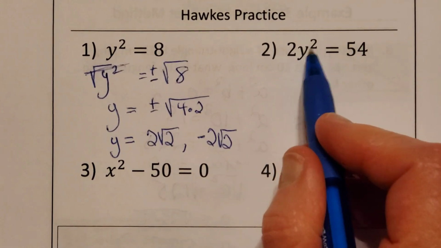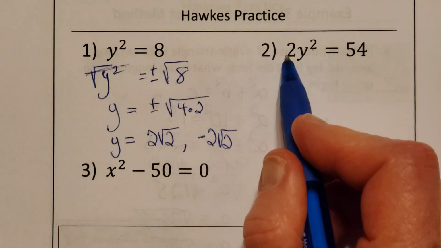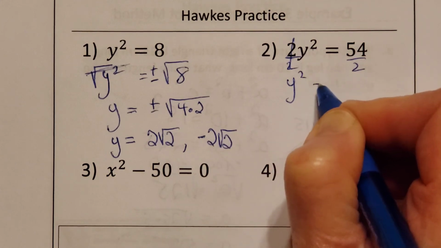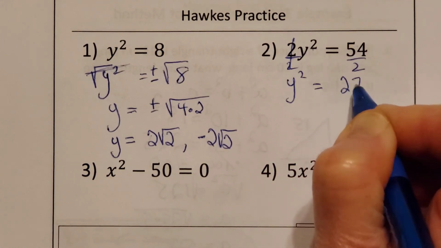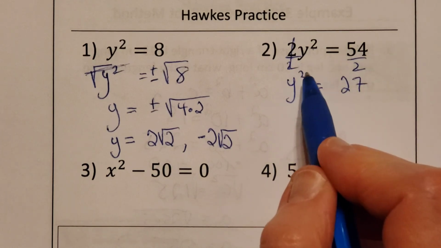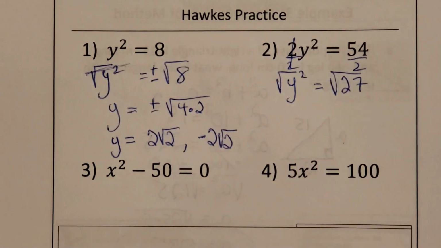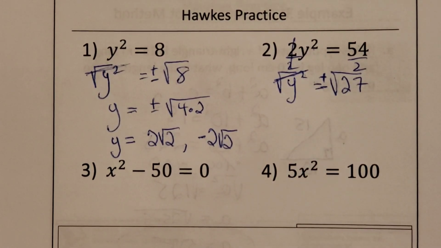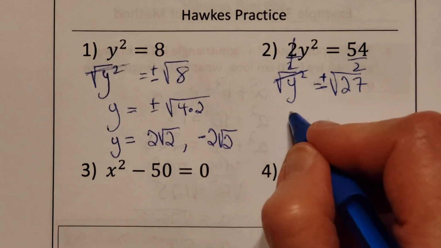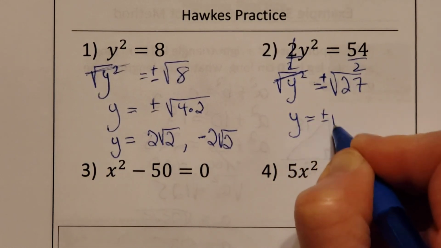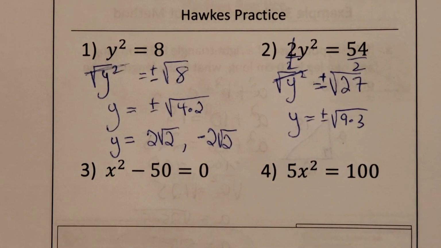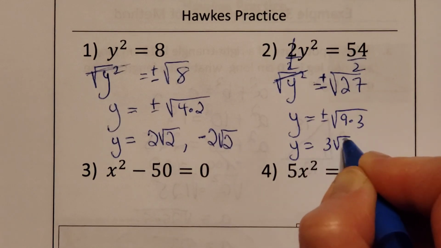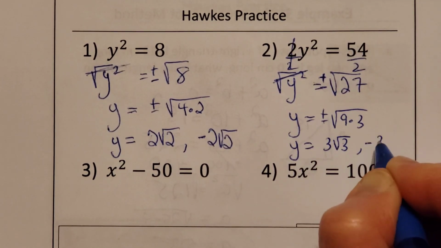All right, number 2, I want y by itself. So since this is being multiplied by 2, first thing I'm going to do is divide both sides by 2. So now I have y squared is equal to half of 54, which is 27. My next step would be to get rid of the square by finding the square root of both sides. If I do that square root, I automatically want to do those two plus and minus. So y is equal to, so 27 would be 9 times 3. 9 is a perfect square, so my answers are the square root of 9 is 3, so 3 square roots of 3 and negative 3 square roots of 3.